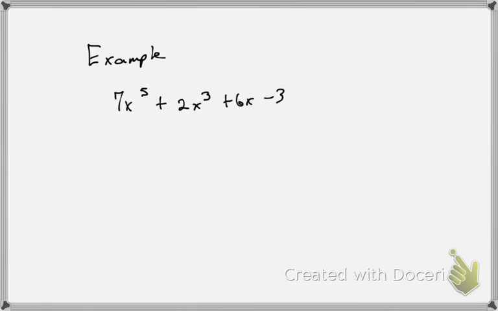So we have a polynomial example up on the screen. 7x to the fifth plus 2x cubed plus 6x minus 3. The first thing about this is we would say this equation has what we call 4 terms. Okay, one for each part of the equation. The second thing is what we would call the degree. The degree is the largest exponent that's present in the equation.